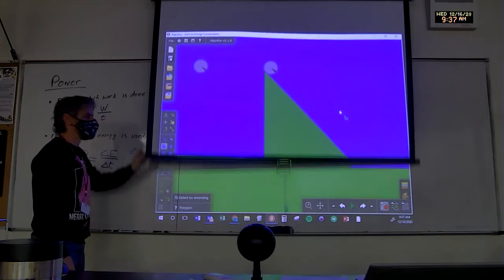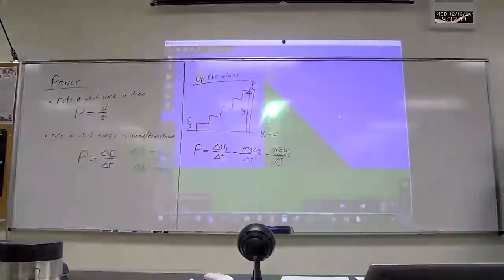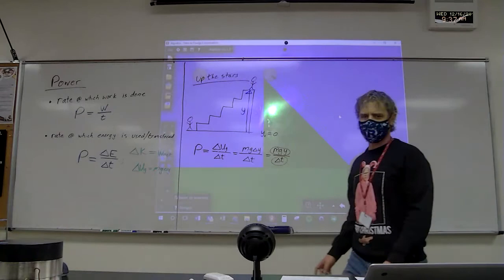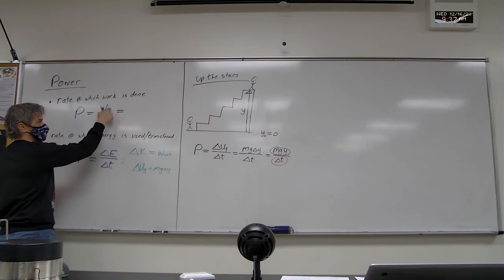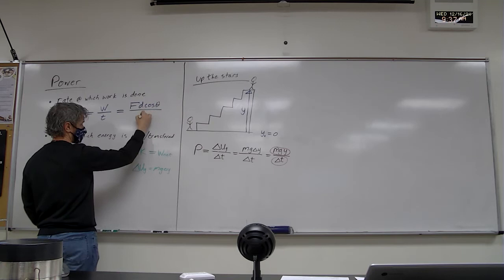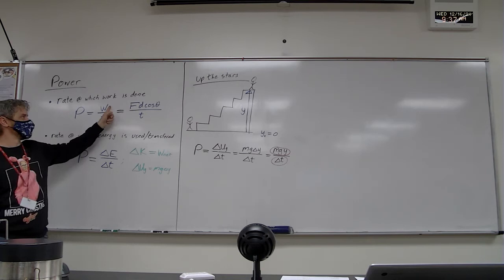And since I'm talking about that, I probably should have put the equation for work over here. Because I could write this as work, force times displacement times the cosine of the angle between them, divided by time. So I can always expand the power equation out to this, because that is the equation for work, right?